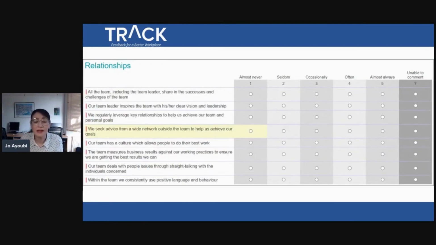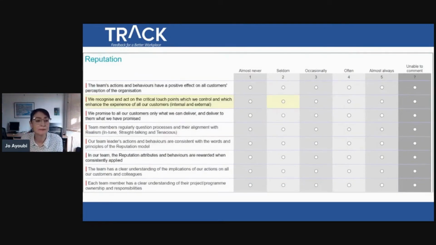Relationships, as we've said, key to effective team performance. So again, what does that look like within our team? Does the team share successes and challenges, including the team leader? Our team leader has a culture which allows people to do their best work. Do we encourage each other? And so forth. Remember, we talked earlier on about solving problems, dealing with conflict. So one of the areas here that we ask the team about is the team deals with people issues through straight talking with the individuals concerned. Do we confront issues when they're needed?